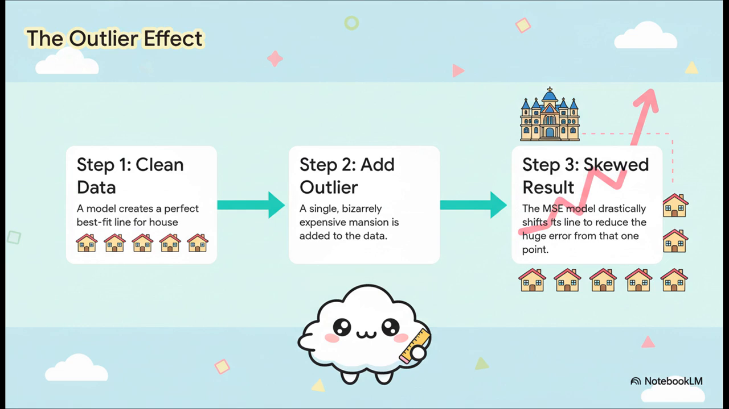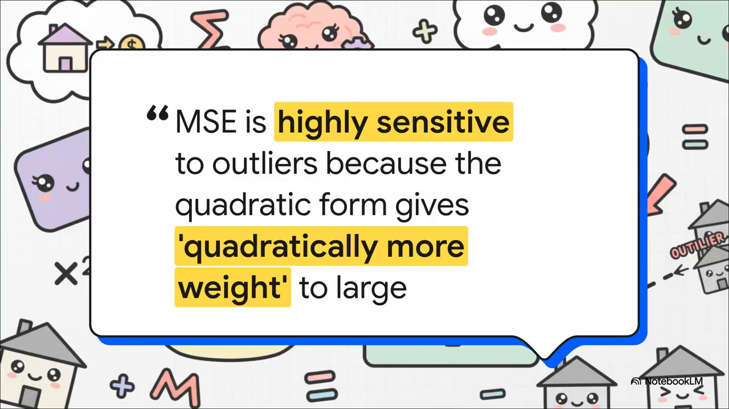regular modest homes. Because MSE absolutely hates that massive squared error, it will literally drag its entire prediction line way off course, making it worse for all the other normal houses, just to get a little closer to that one weird outlier. And this is the core of the problem. The model's behavior just gets completely skewed. It's no longer representing the real trend in the data because it's getting bullied by that single crazy data point.